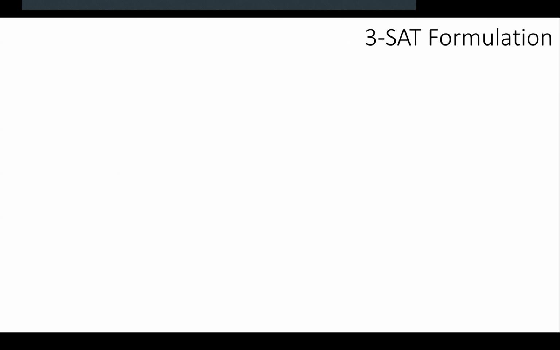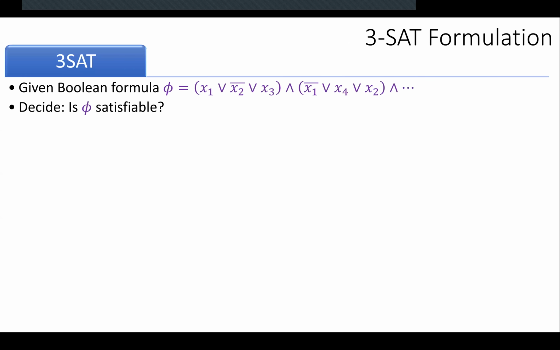Okay, so now I'm going to say the same things, but in the language of 3SAT. So 3SAT is the following computational problem. I give you a formula, a 3CNF formula, which is just an AND of ORs where each OR consists of 3 variables or their negations. And the problem is to decide whether phi is satisfiable or not. Namely, is there a Boolean assignment to the variables that satisfies all of the clauses?